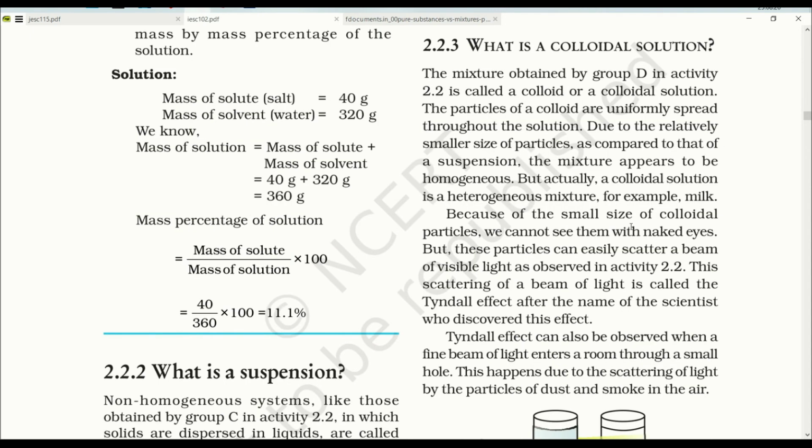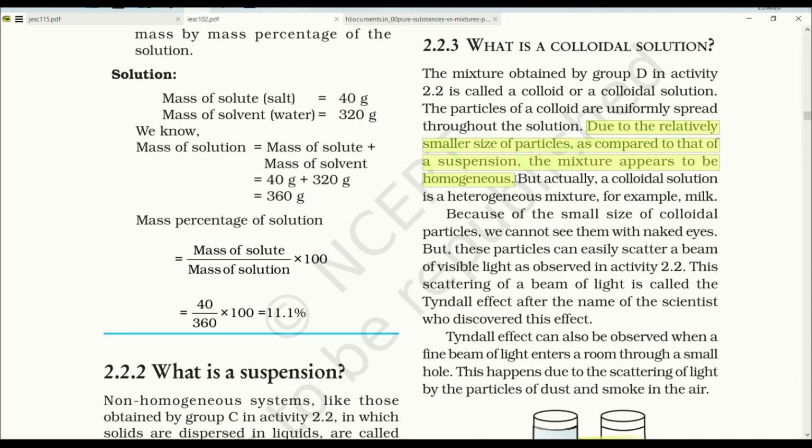Then we still have one heterogeneous mixture, that is colloidal solution. The mixture obtained by group D in activity 2.2 is called a colloid or colloidal solution. Particles of the colloid are uniformly spread throughout the solution due to the relatively smaller size of particles as compared to that of a suspension. The mixture appears to be homogeneous. So it looks homogeneous, but it is not homogeneous.